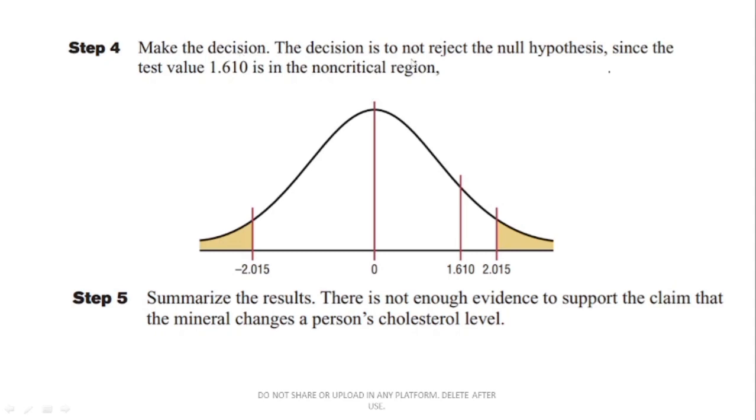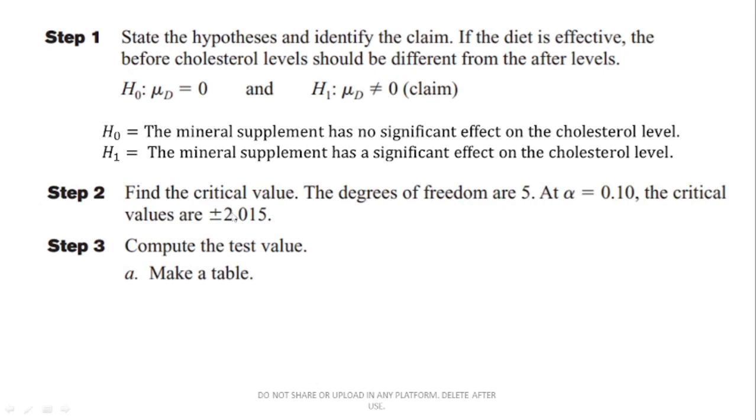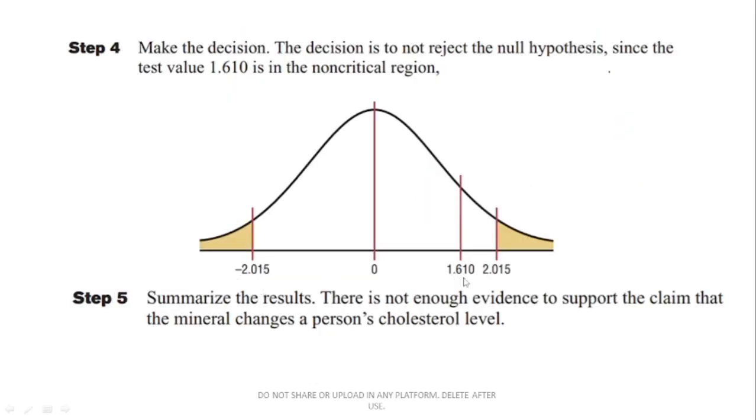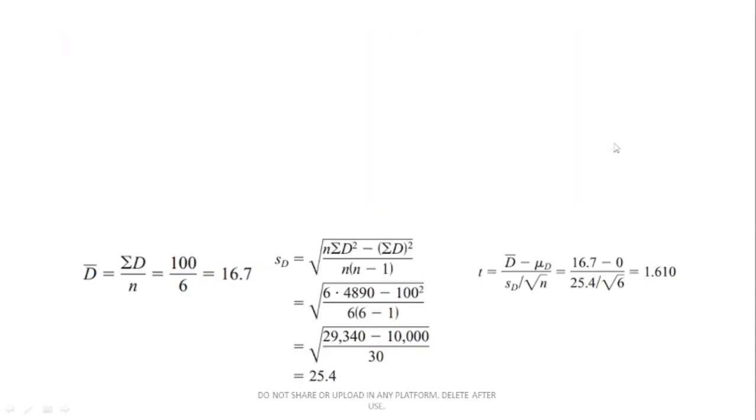And then, we will now make the decision. The critical value that we got earlier is this one. When we plot it, it shows negative and positive. And our test value, or calculated value, is outside of the rejection region. It is in the acceptance region. Therefore, we will accept the null hypothesis. This says there is not enough evidence to support the claim that the mineral changes a person's cholesterol. Therefore, we can conclude that the mineral supplement has no significant effect on the cholesterol level. It did not have any significant effect.